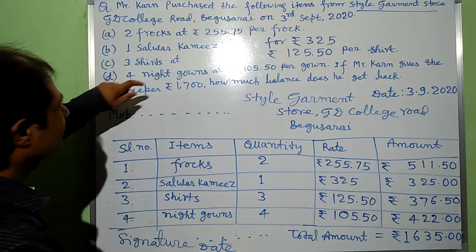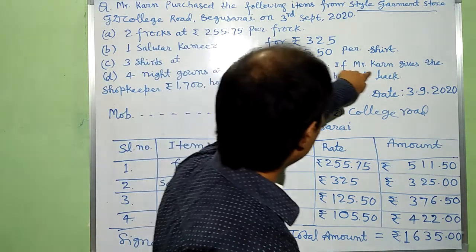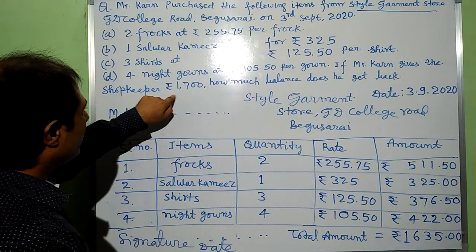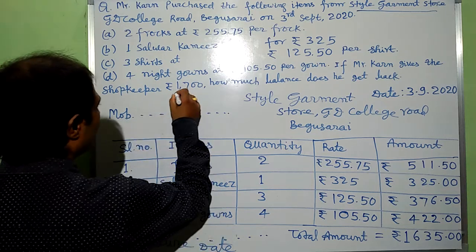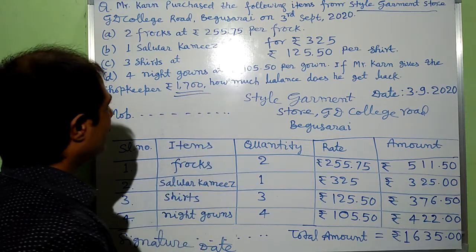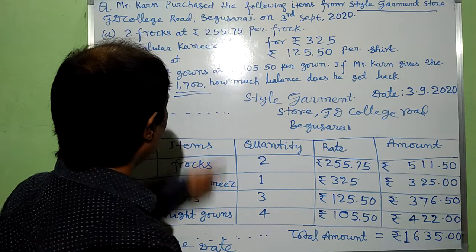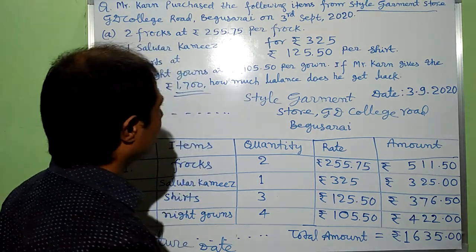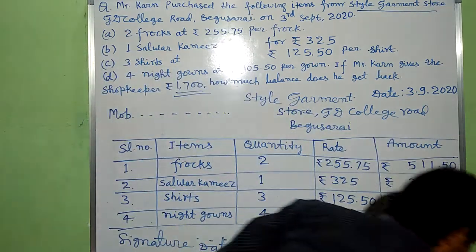According to the question, if Mr. Karn gives the shopkeeper rupees 1,700, this is the paid amount. How much balance does he get back? Now we have to solve it.